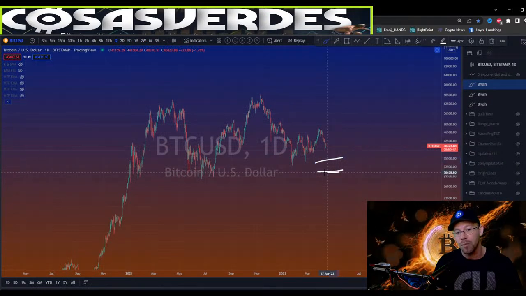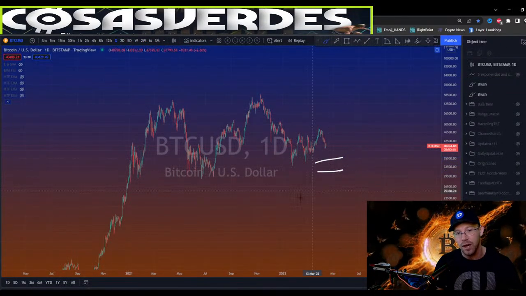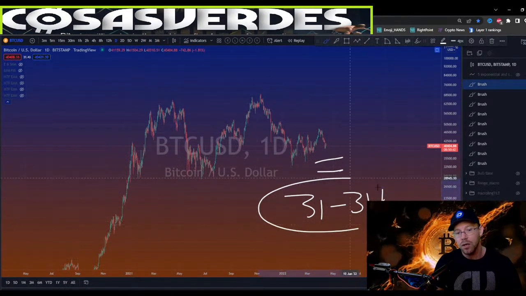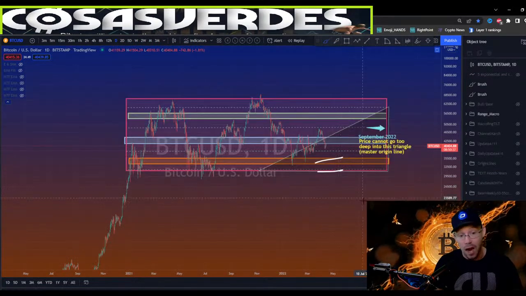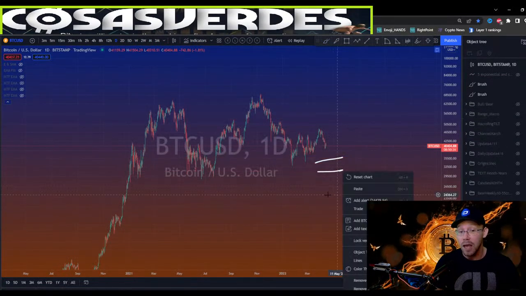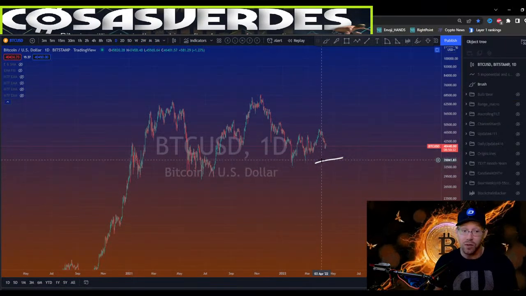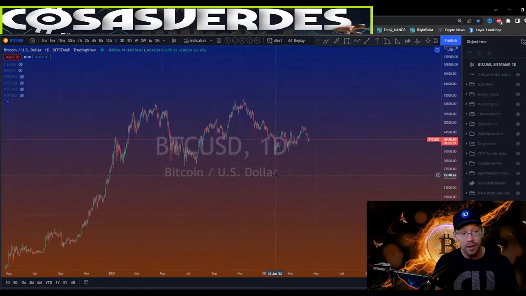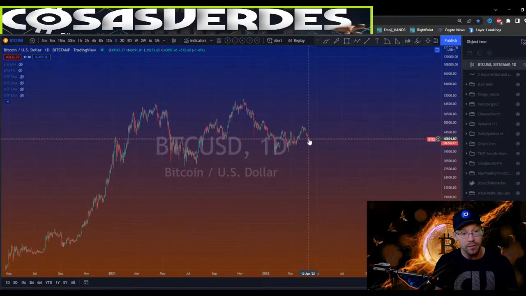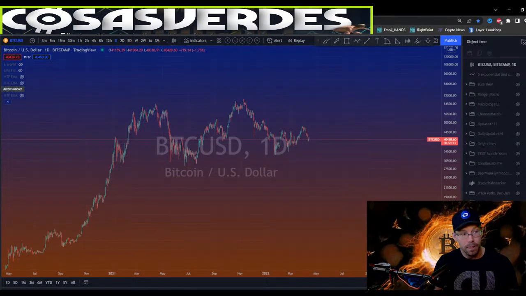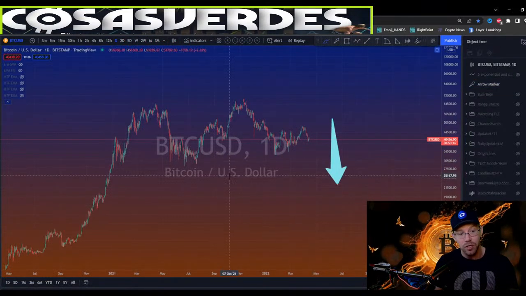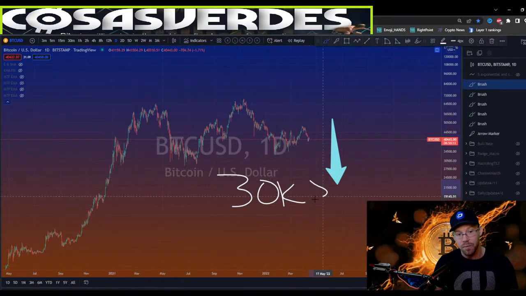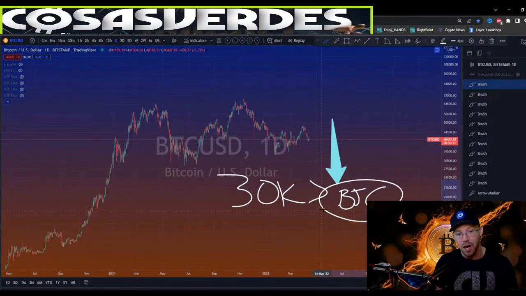Option number 1, it's trying to hang on for dear life in this range, somewhere between 31 to 34 in 2 to 3 months. Option number 2, I would say it will have capitulated and is working its way out. I don't know where it would be, but I would say in 2 to 3 months, under 30K. So sub 30K. So BTC price is under 30K.